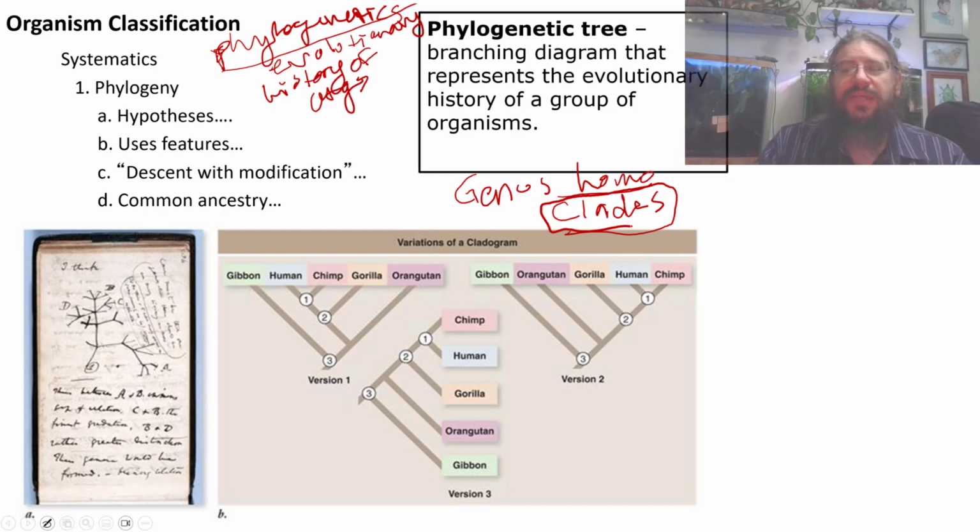Pancrustacea is a clade. It is not in kingdom, phylum, class, order, family, genus, species. Pancrustacea is a clade. It includes crustaceans and the organisms that evolved from crustaceans, like insects. All insects are a type of crustacean, which is pretty fun.